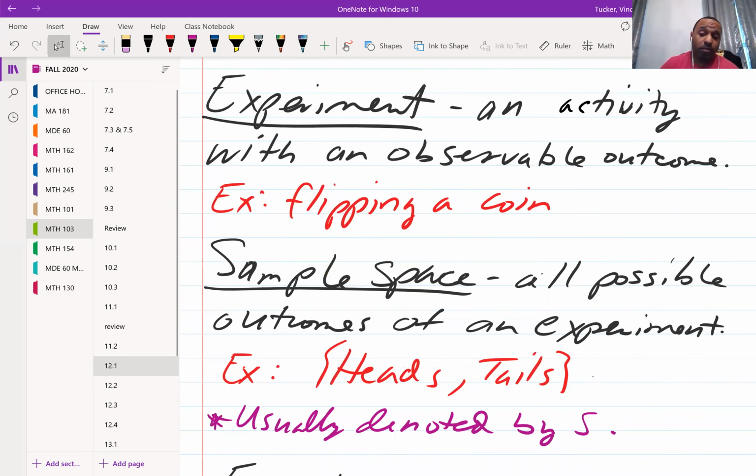Sample space, all possible outcomes of an experiment. So if we're talking about flipping a coin, heads and tails would be a sample space. Also notice that it's usually denoted by S.